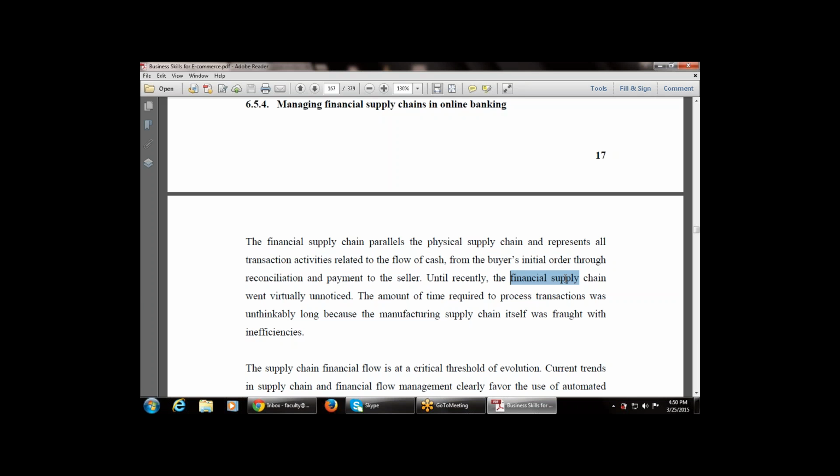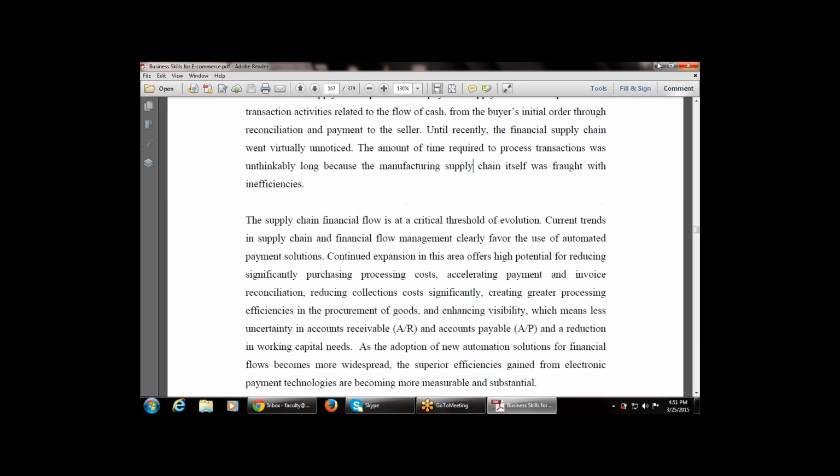Until recently, the financial supply chain went virtually unnoticed. The amount of time required to process the transactions was unthinkably long because the manufacturing supply chain itself was fraught with inefficiency. So the amount of time required becomes very useful while making transactions from one place to another. The supply chain financial flow is at a critical threshold of evaluation. Current trends in supply chain and financial flow management clearly favor the use of automated payment solutions.